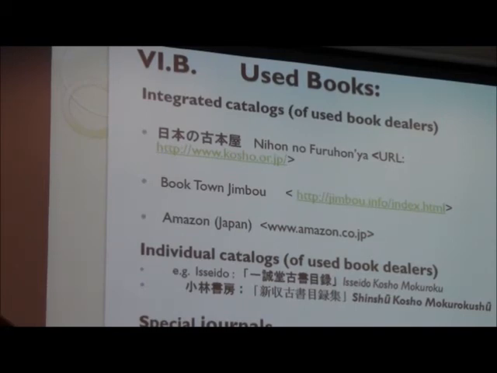Used bookstores are cheaper than current ones, and I use them whenever we have to buy out-of-print books. To search, primarily I use Nihon Furuhonya, and the beauty of Nihon Furuhonya is that it covers the entire country of Japan, even Okinawa. And of course, the major cities are more expensive than smaller cities.